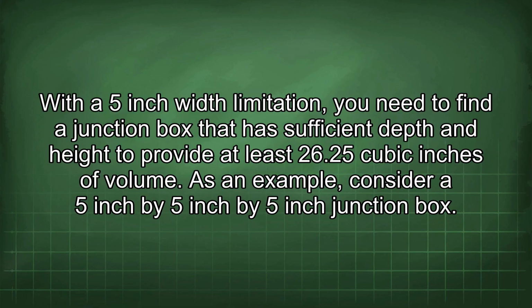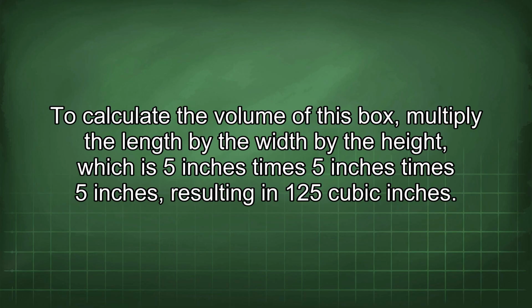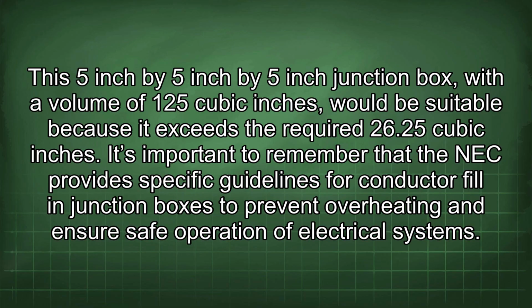As an example, consider a 5-inch by 5-inch by 5-inch junction box. To calculate the volume of this box, multiply the length by the width by the height, which is 5 inches times 5 inches times 5 inches, resulting in 125 cubic inches. This 5-inch by 5-inch by 5-inch junction box, with a volume of 125 cubic inches, would be suitable because it exceeds the required 26.25 cubic inches.